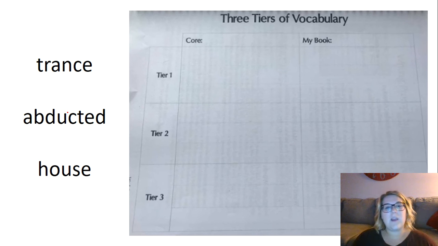So I'm not going to try and define them. I'm not going to try and figure out what they are. All I want to do is place them into my organizer as tier 1, tier 2, or tier 3.